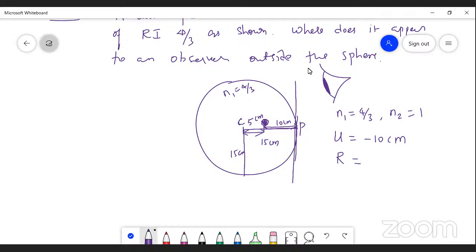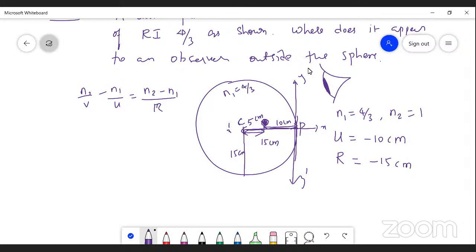R is the radius of curvature. Consider this is the pole point. This is the x coordinate, this is the x dash coordinate, this is the y coordinate, and this is the y dash coordinate. So R value is equal to minus 15 centimeter. To find the position of the image, listen to me. What is the formula? N2 divided by V minus N1 divided by U is equal to N2 minus N1 divided by R.